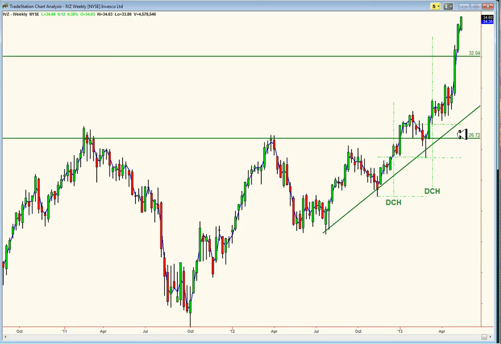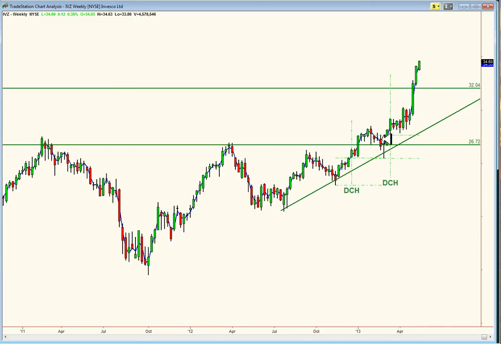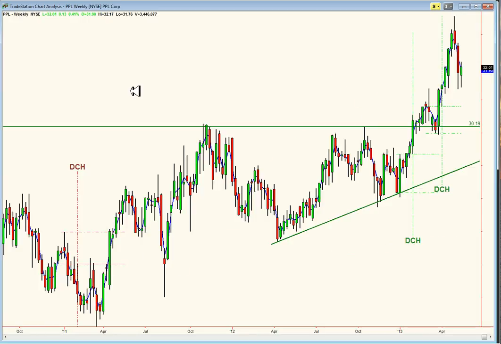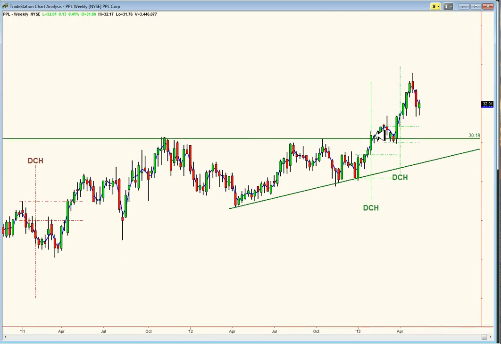IVZ. You can see how this one's played out. Nice pullback, even tested the previous breakout and continues to run higher. TJX. Nice pullback, broke out, continues to run higher. How about PPL? You can see where it had some nice moves here, but here was your pullback. Actually came back and tested. A lot of these pullbacks will do that. They will test the previous breakout, fire a signal, then give us an opportunity on that daily chart.